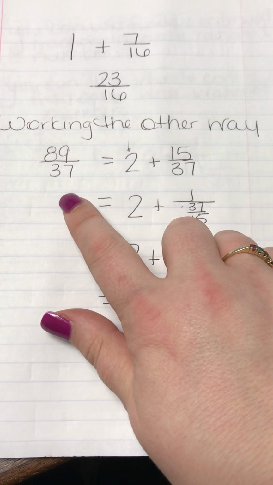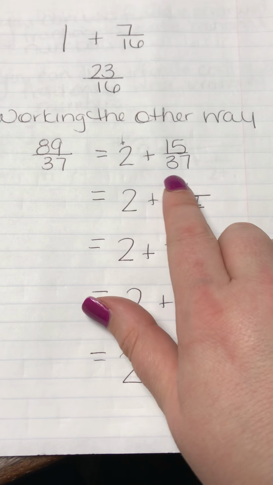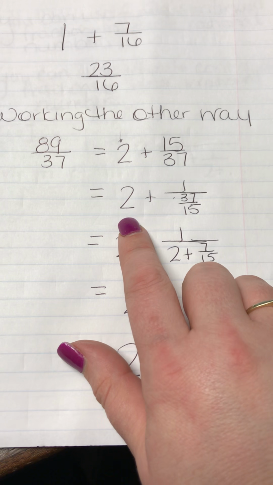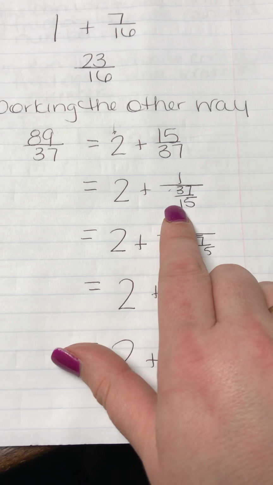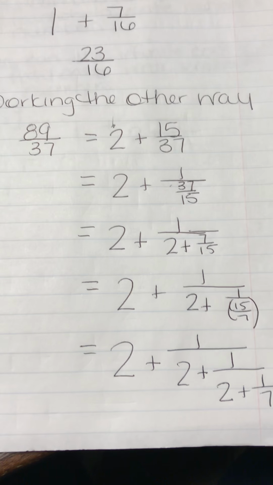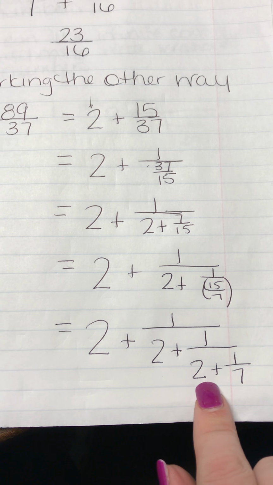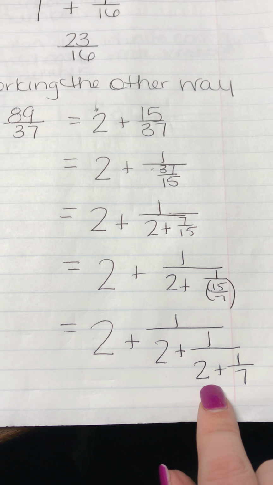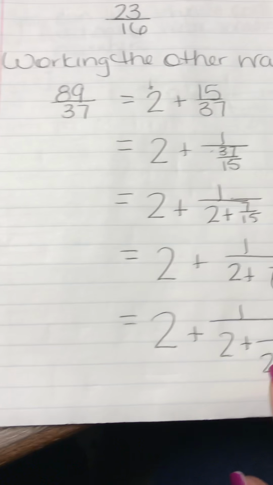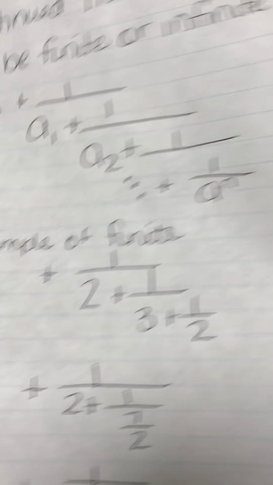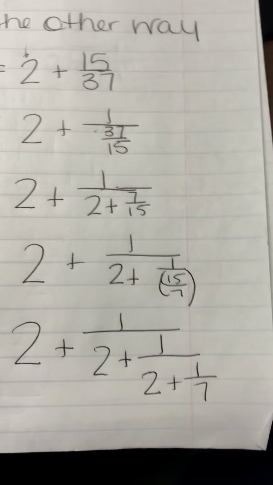And so you do 89/37, which would be 2 plus 15 over 37. And then you say 1 plus 1 over 37 divided by 15. And you continue all the way down until you get down to what you started with, something similar. Then over here is kind of what you started with. So it's a continued fraction.